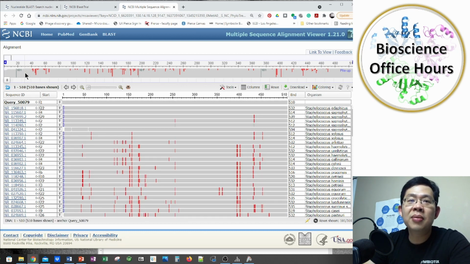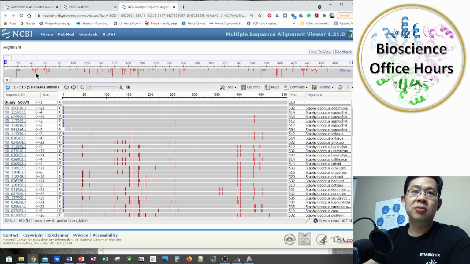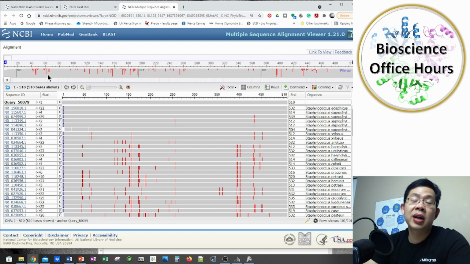Every time you see this red over here, this red indicates a mismatch. So this is kind of like the map, if you will. Like at position number 40 or close to 40, maybe 41, 42, between 40 to 50, there are these mismatches. The top one right here perhaps matches best, but toward the end the mismatch is getting worse and worse.